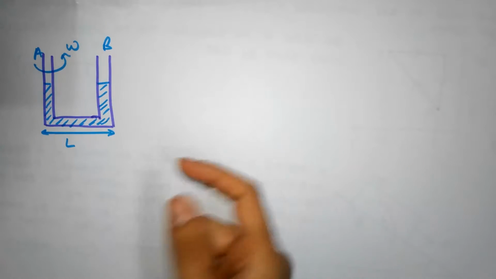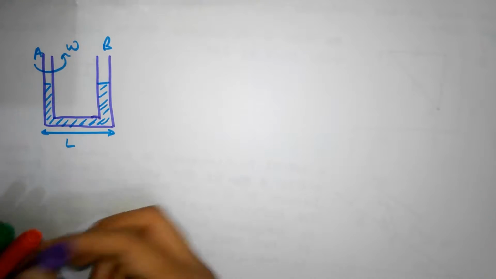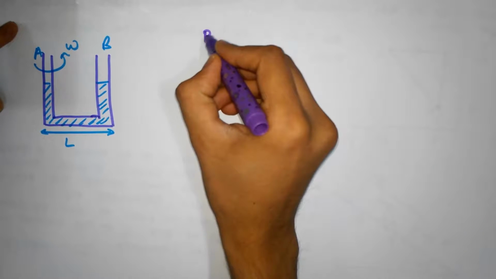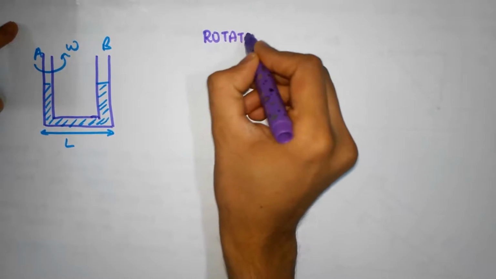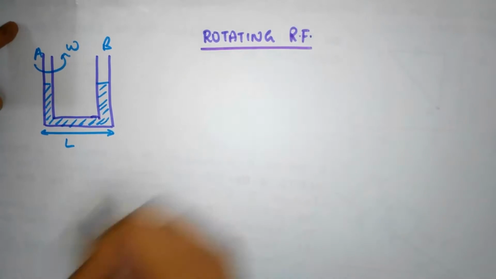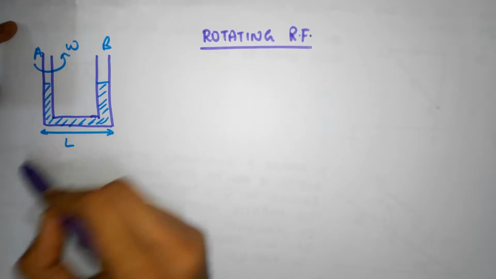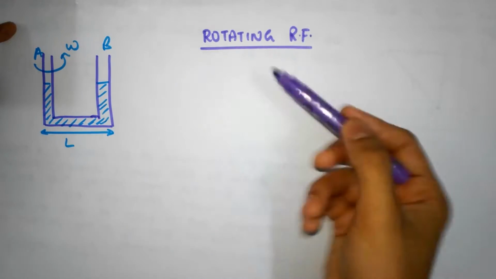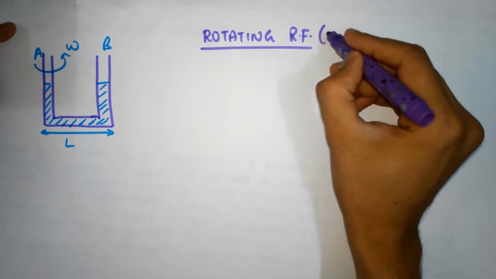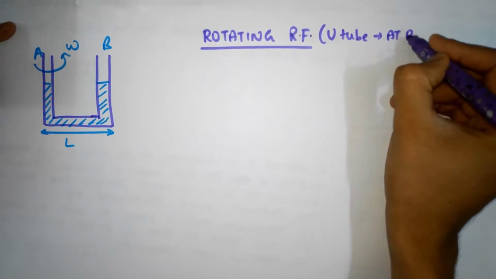So to make sure the liquid stays in equilibrium, there is a method to that, and that is going into rotating reference frame. So let's enter into the rotating reference frame of the liquid itself. Basically, imagine someone is sitting on this tube and trying to analyze. In the rotating reference frame, we are going to assume that the U-tube is at rest. And you can always do that.